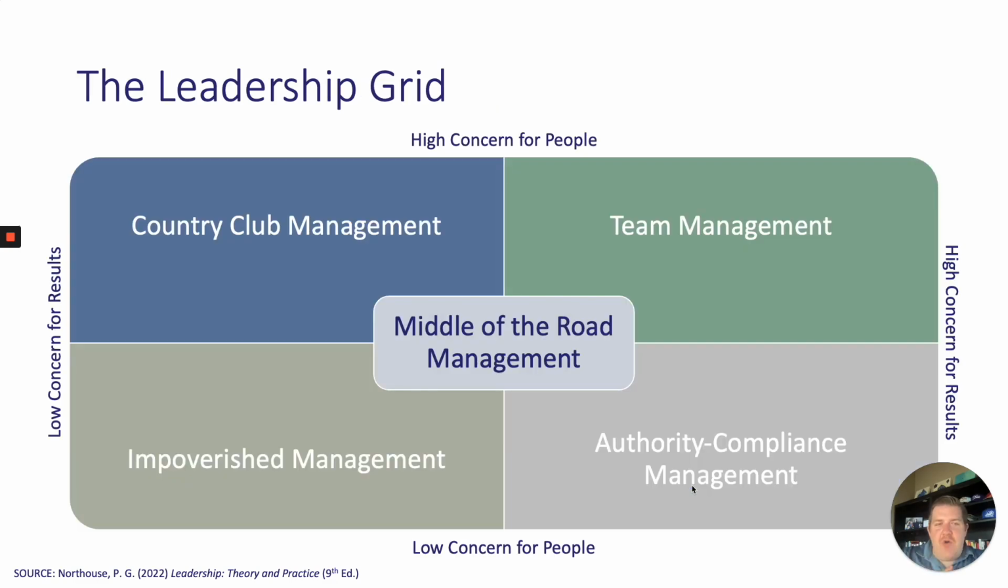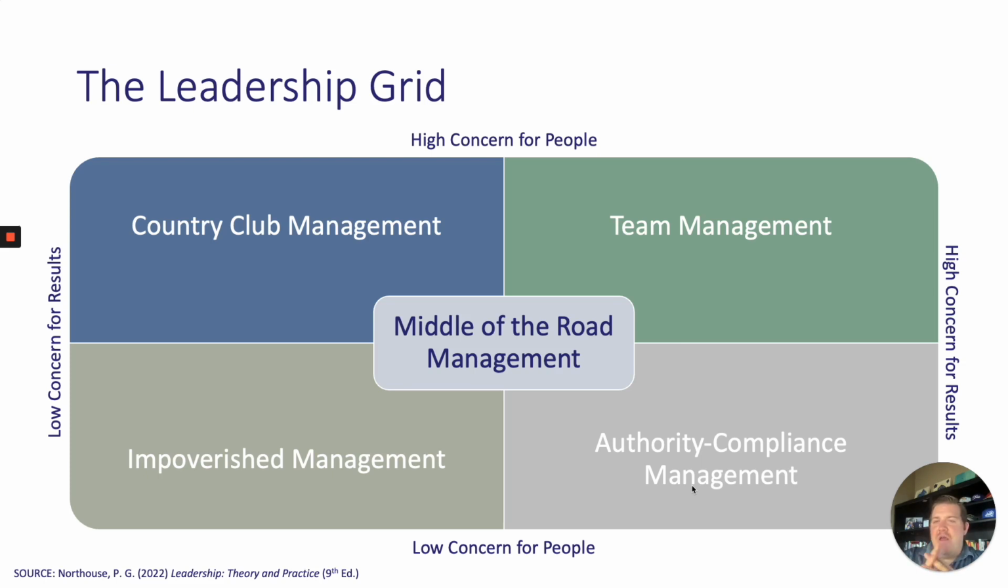Now, one of the best-known models related to the behavior approach was developed by Robert Blake and Jane Mouton. They said that leadership behaviors can be broken down by the amount of concern they show for people and the amount of concern they show for results. Okay, so if we look at this 2x2 matrix then, we have high concern for people, low concern for people, high concern for results, low concern for results, okay? And we can break this into a 2x2 matrix, with a middle of the road category in the middle as well.